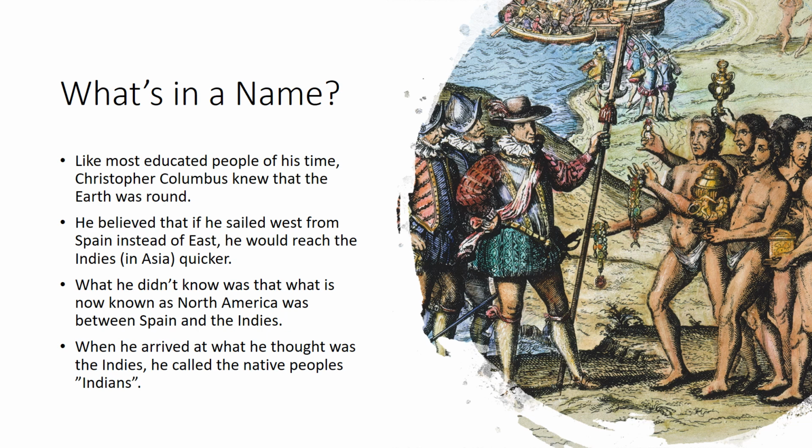What's in a name? Like most educated people of his time, Christopher Columbus knew that the earth was round. He believed that if he sailed west from Spain instead of east, he would reach the Indies quicker. What he didn't know was that North America was between Spain and the Indies. It just hadn't been mapped yet. When he arrived at what he thought was the Indies, he called the native peoples Indians. And long after people discovered that it wasn't the Indies, the name stuck.